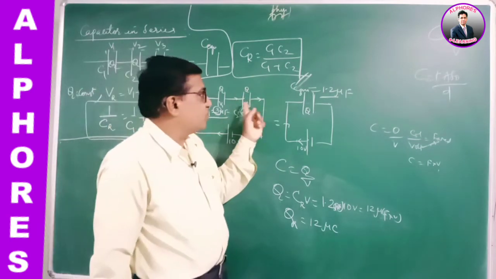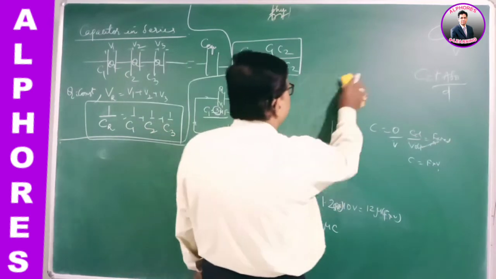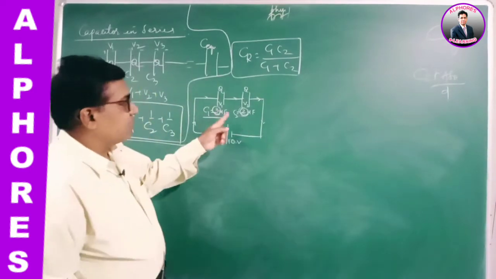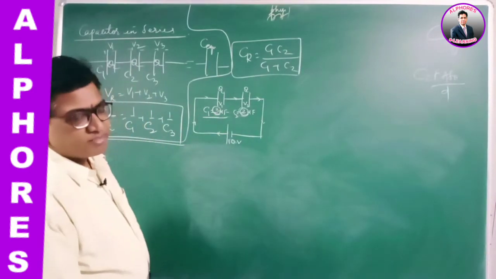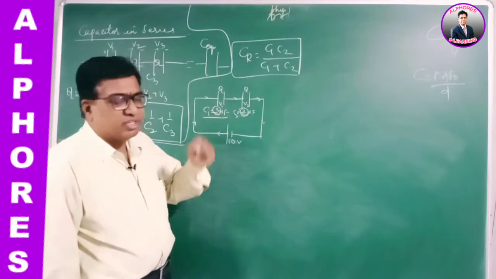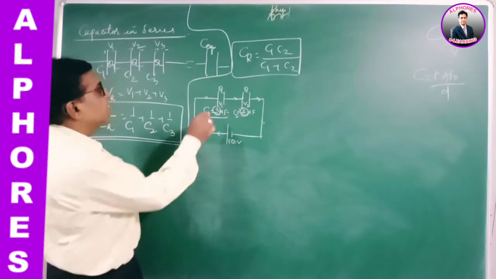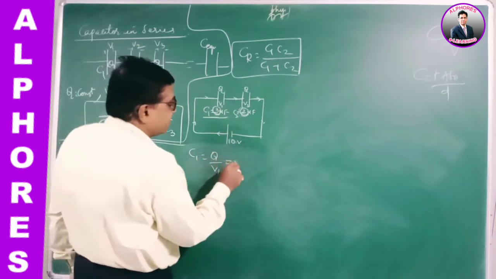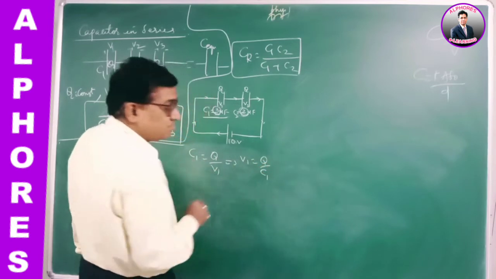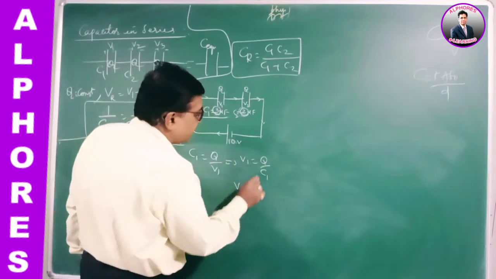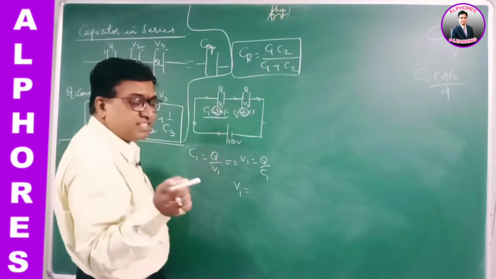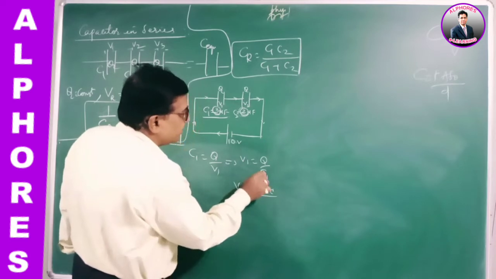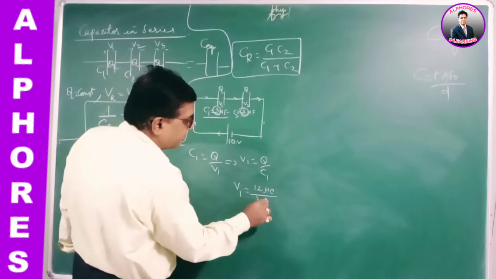Well, the same charge will be stored in either of them. You know, when you take a series combination, the charge remains constant. Q is constant, so the charge on each of them is the same, that is 12 microcoulombs. Well, he'll also be asking what the individual potentials are. What is the individual potential? Then we know C1 is equal to Q by V1, so V1 is equal to Q by C1. Right? So what is V1? The charge is the same, in series the charge remains constant. We got it as 12 microcoulombs, divided by the capacity of the first one, which is 3 microfarad.